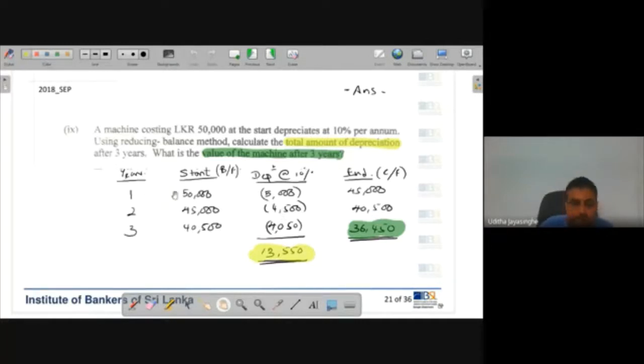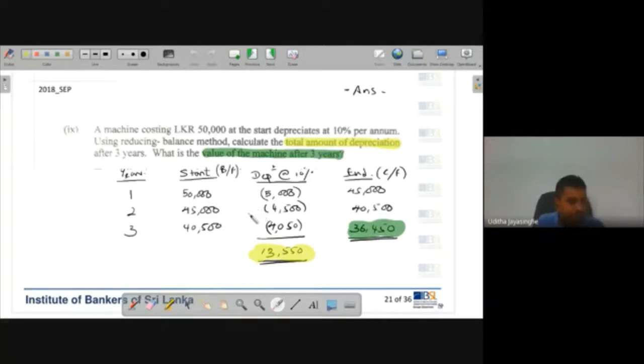So what do we have here in the first column? These are the year 1, 2, 3. The very beginning, the machine has cost you 50,000. So this is the brought forward or the starting point of any year. And the depreciation, we learned that it is going to be charged at 10% of your book value. So the starting point is going to be 50,000 into 10%. That is going to be 5,000. So as a result, your carry forward or the end value is going to be 45,000. How do I take this value? This is 50,000 minus 5,000, 45,000.